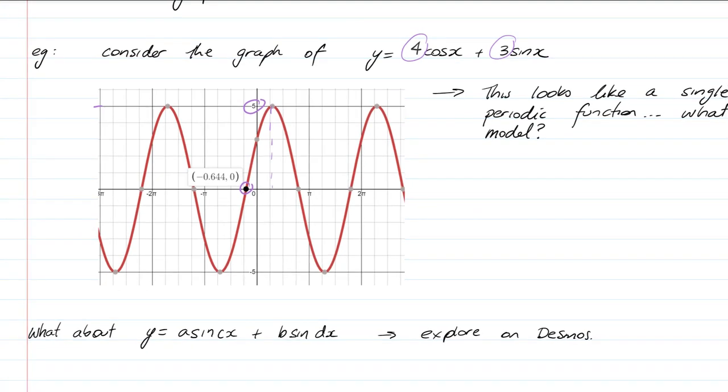But we do notice that this function looks like a single periodic function. So we should be able to write this down as y equals, let's call it a sine, and then we have x minus alpha, or y equals a cos x minus alpha. Now we'll change some of the notation a little bit later on, but it can be written as a single trig function where it's just some sort of phase shift on cos or sine to make that work, and we know that a is 5.